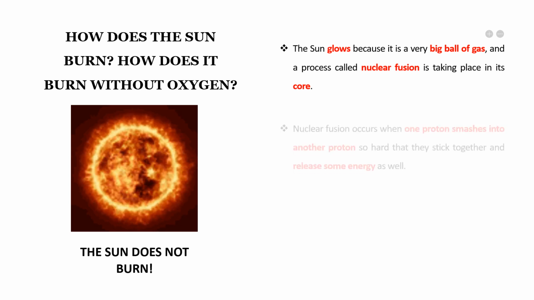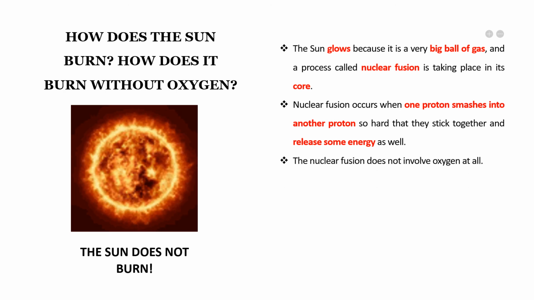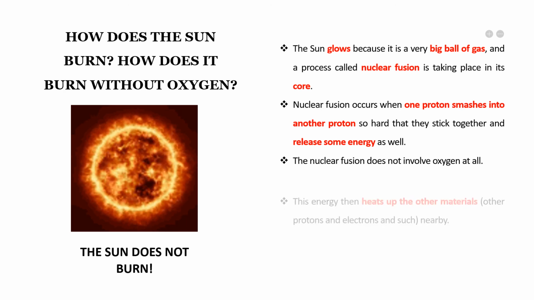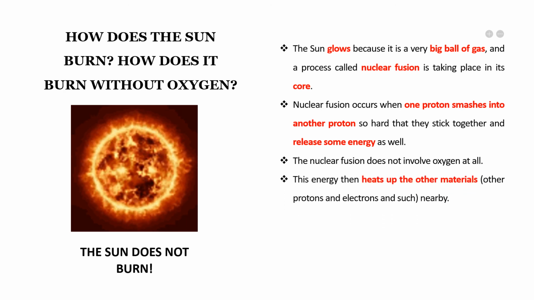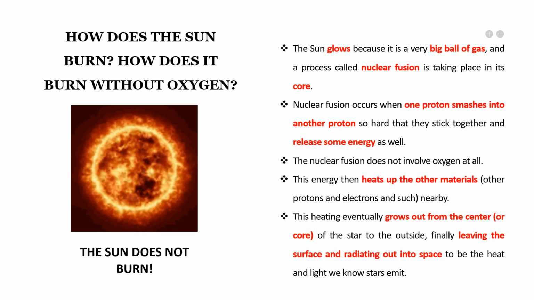Nuclear fusion occurs when one proton smashes into another proton so hard that they stick together and release some energy as well. The nuclear fusion does not involve oxygen at all. This energy then heats up the other materials, which is other protons and electrons and such nearby. This heating eventually grows out from the center or core of the star to the outside, finally leaving the surface and radiating out into space to be the heat and light we know stars emit. Now we know the answer.